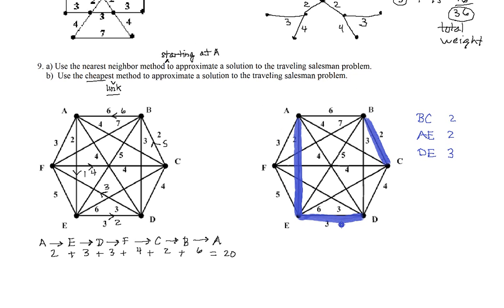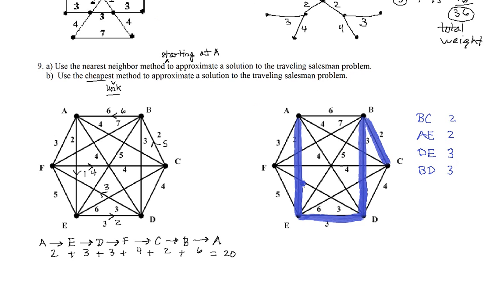And now let's see. We've got a 3 right here, D to F. And then we've got a 3 right here, B to D. We could add in either one of those. Why don't we add in, it's a tie, you can break it arbitrarily, so pick either one, doesn't matter. So why don't we add in B to D? Okay. So B to D, and that's a 3. And we haven't got a cycle yet. So let's see if we can add in some more 3s.